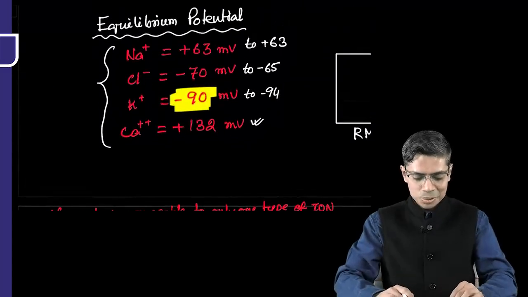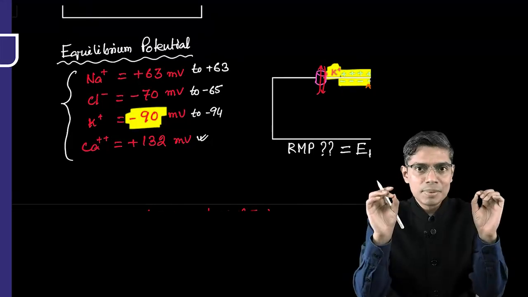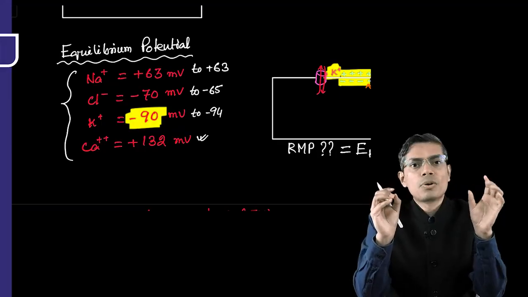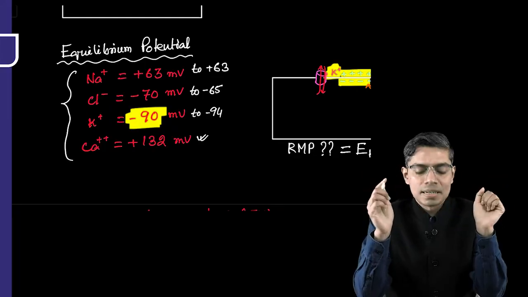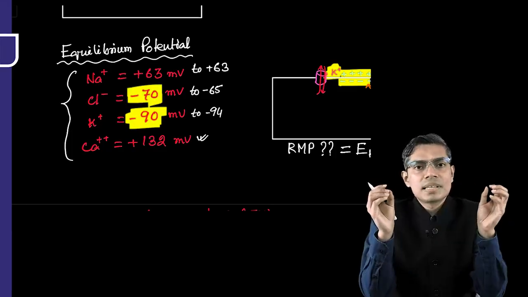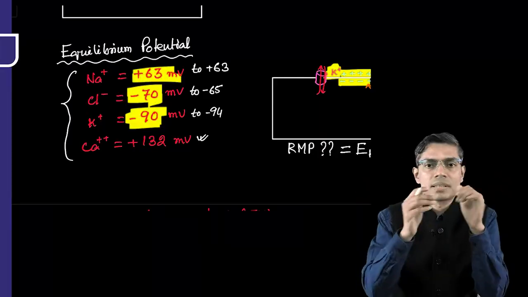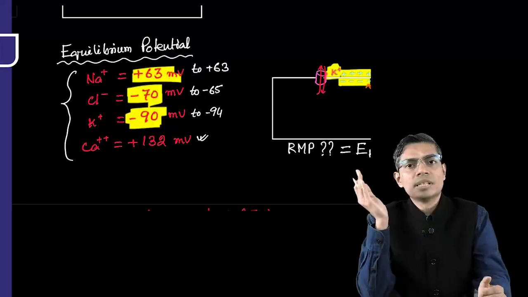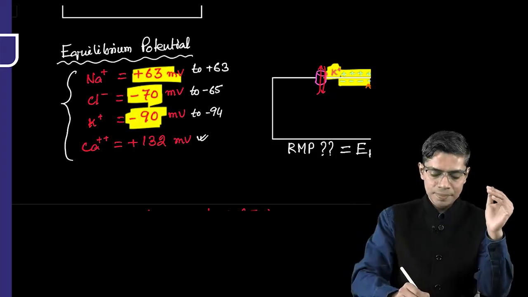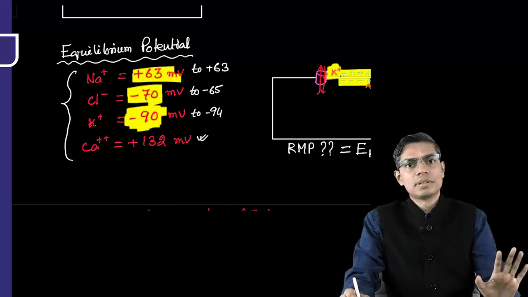So, if I ask you a model question like this, that one cell membrane is permeable to only chloride ion, what is the RMP of that cell? Your immediate answer will be that the RMP of that cell will be minus 70. If the cell membrane is permeable to only sodium ion, what will be the RMP of that cell? Plus 63 millivolt, because that will be in equilibrium, right? Similarly, if the cell membrane is permeable to only potassium, then what is the RMP of that cell? Minus 90 millivolt. Getting my point?